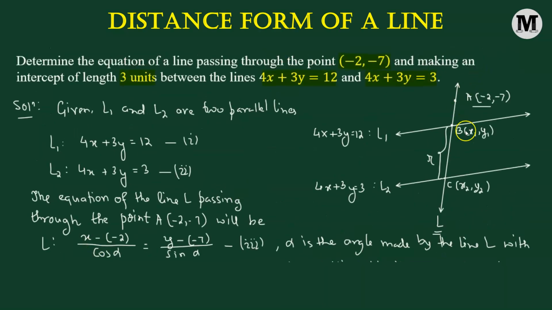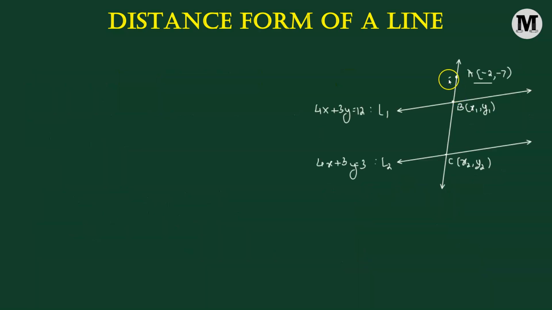So we'll try to find out the coordinates of point B as well as the coordinates of point C. Here we have considered that B is at a distance of r units from the point A, and since the distance between B and C is 3 units, point C is going to be at a distance of r plus 3 units from the point A. Okay, so now we can again apply the distance form to find out the coordinates of point B. Our goal will be to determine the coordinates of the point B. So here let's apply the distance form.